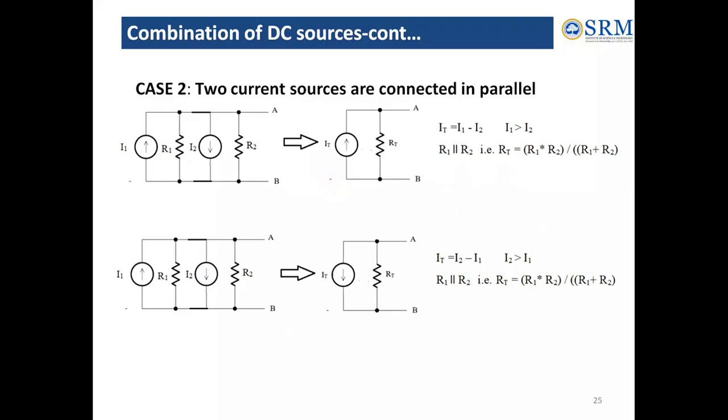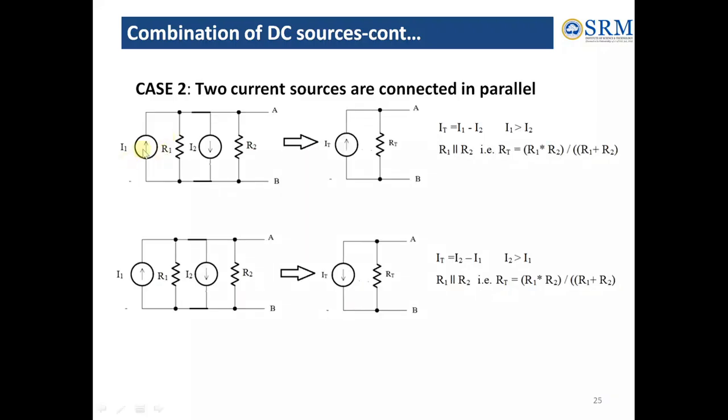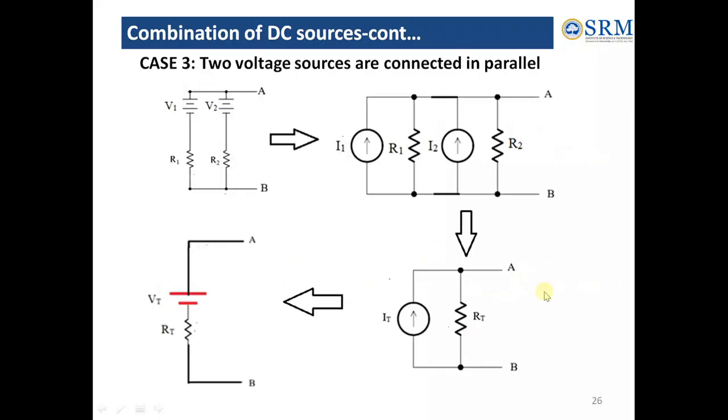Similarly, in the previous case, the directions of the currents are the same. Now let us see when I1 is larger than I2: the total current is going to be I1 minus I2, and the total resistance remains the same. If I2 is larger than I1, in this case the total current is going to be I2 minus I1. The total resistance is going to remain the same.